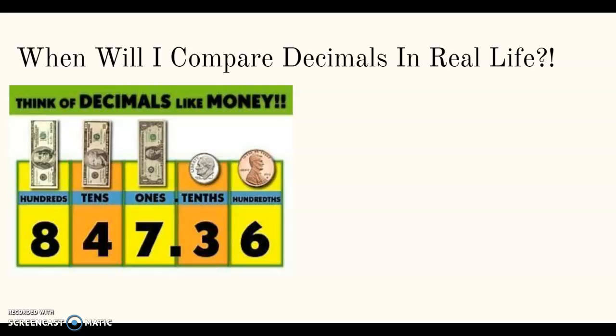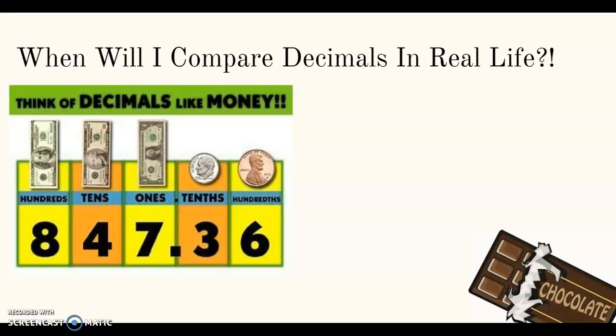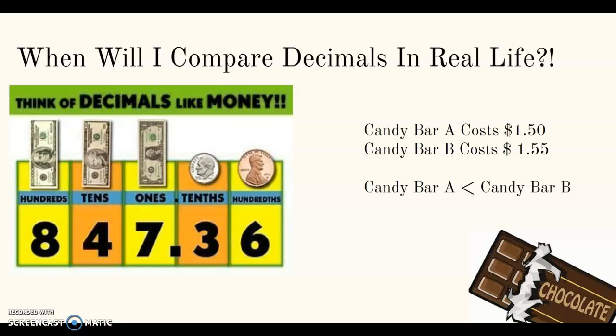So let's say we're at the grocery store and we want to buy a candy bar. But we've been saving our allowance to also buy a video game. So we want to buy the cheapest candy bar. So we compare candy bar A and candy bar B. Candy bar A costs $1.50. Candy bar B costs $1.55.